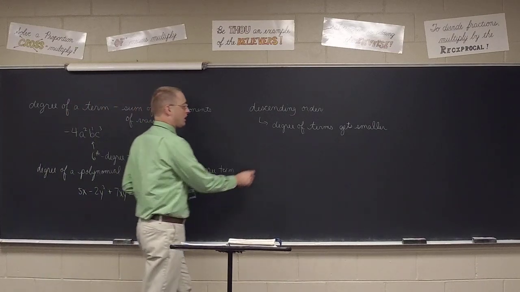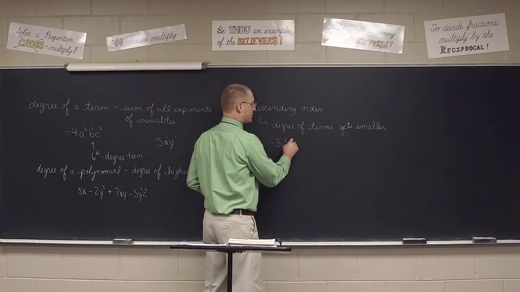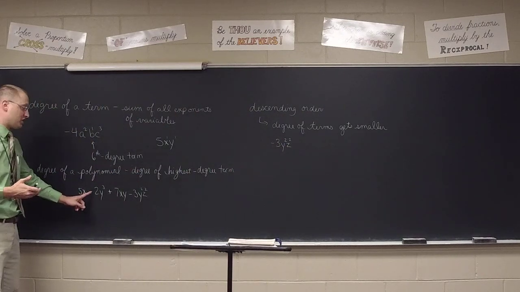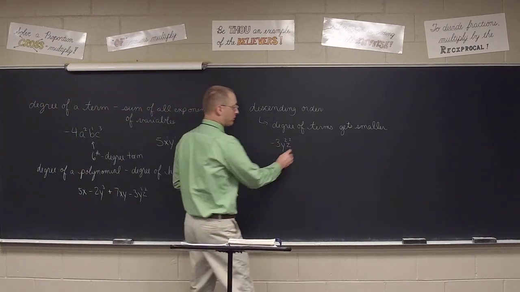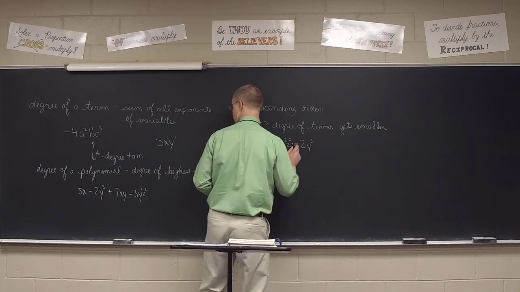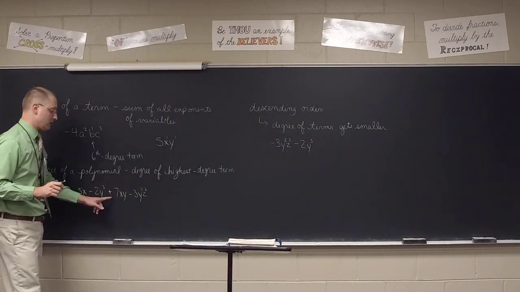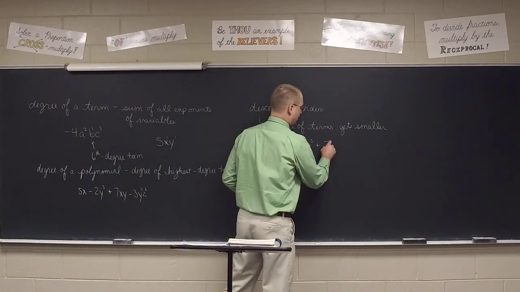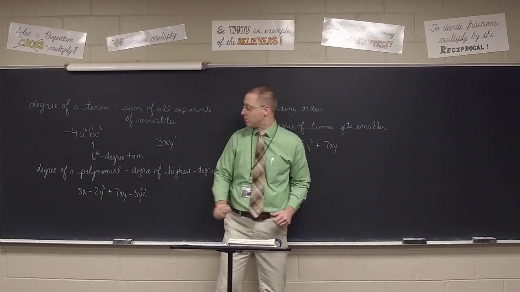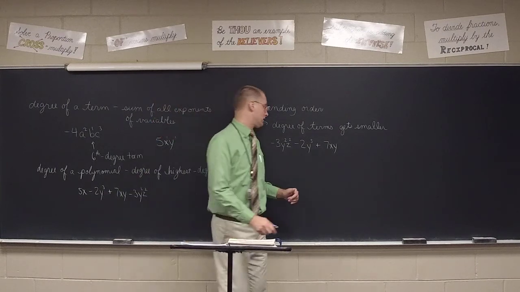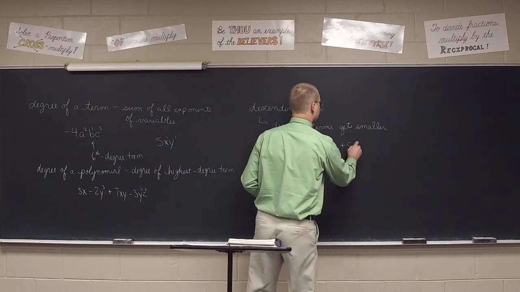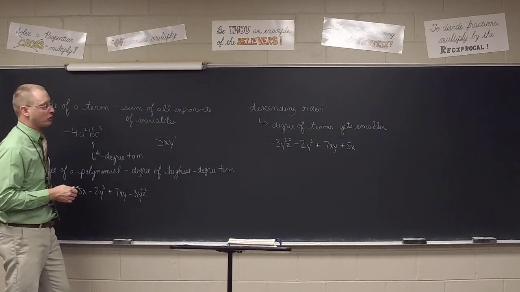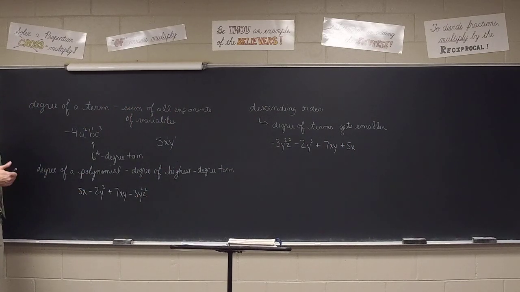So I would start by writing the negative 3y squared z squared, because that's the highest degree term. The next highest is the negative 2y cubed, so I would write that next. The next highest would be the positive 7xy, which is of the second degree. So I could write the positive 7xy next. And then my smallest degree term is the 5x. So I could write the positive 5x at the end. I've written it in descending order so that the degree of the terms gets smaller.